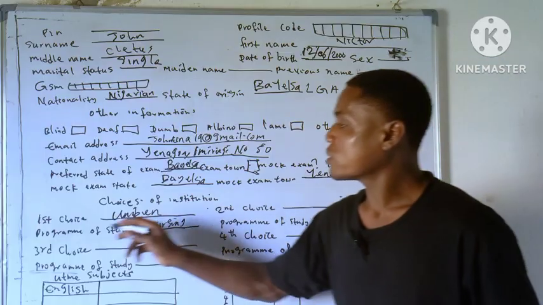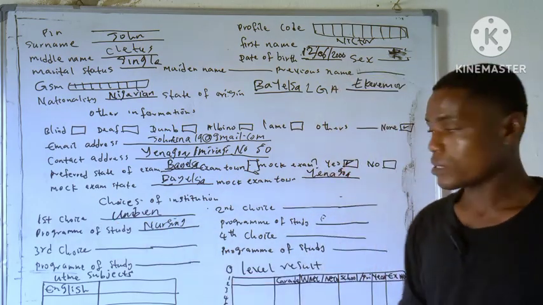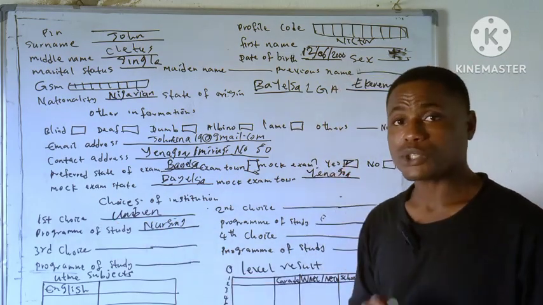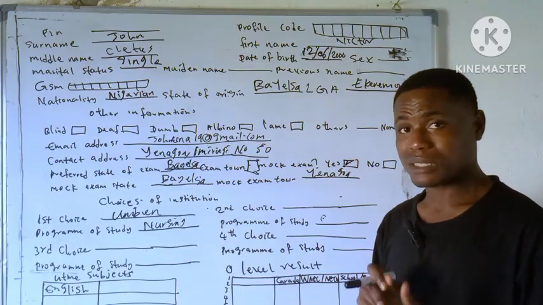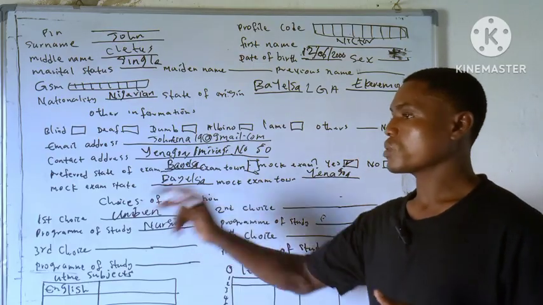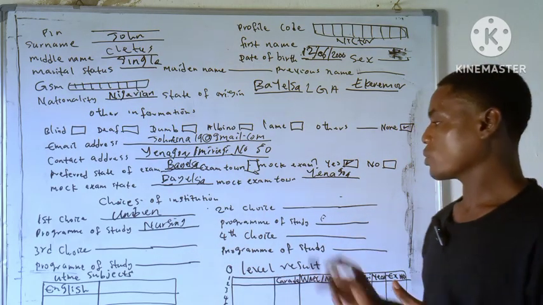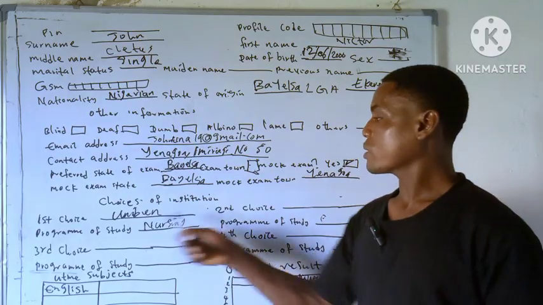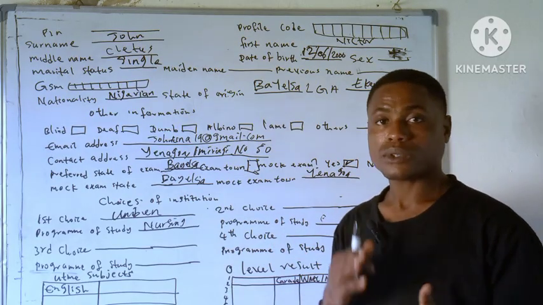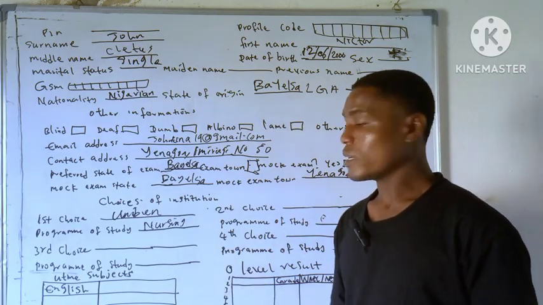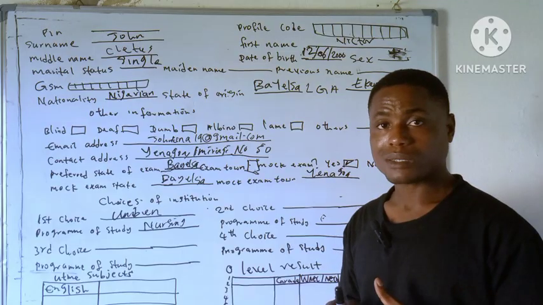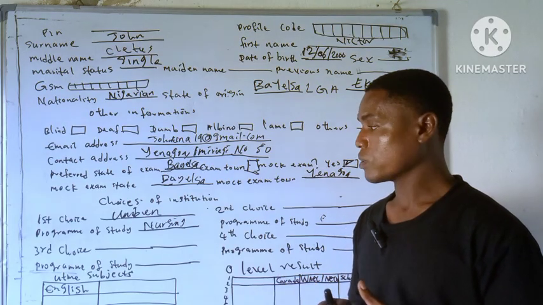Then also, the first choice is university, and the second choice should also be university, not polytechnic. Take note: first choice and second choice should both be universities, okay? But the third choice is polytechnic, not university. It's polytechnic, okay?